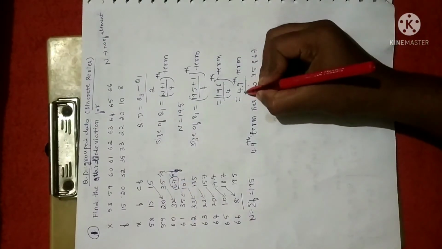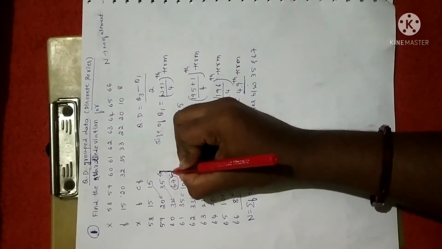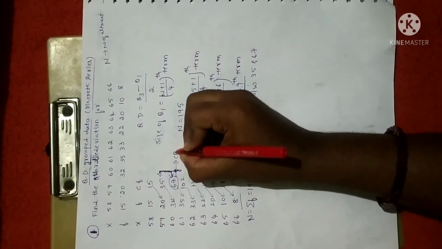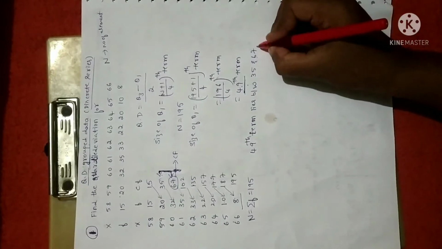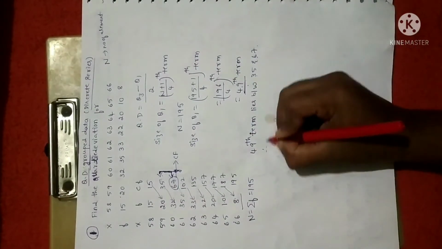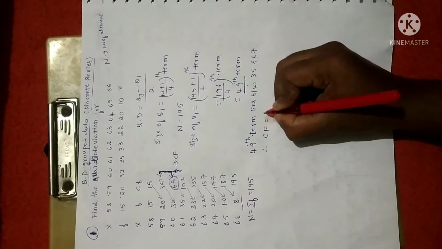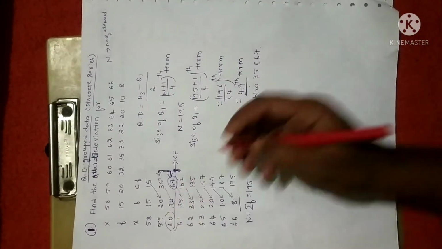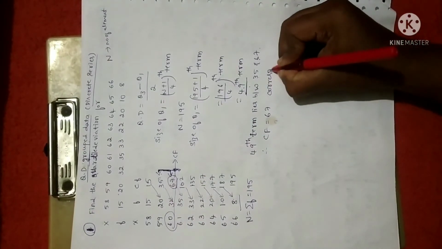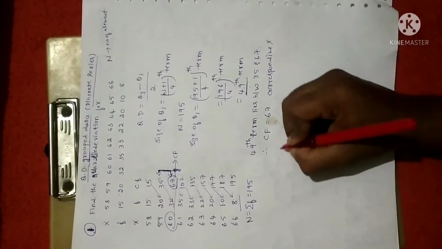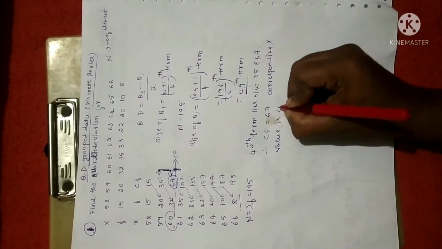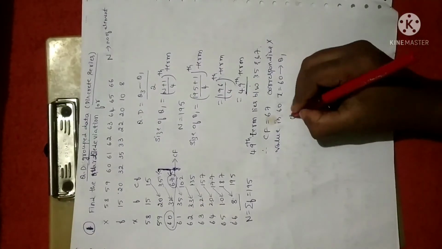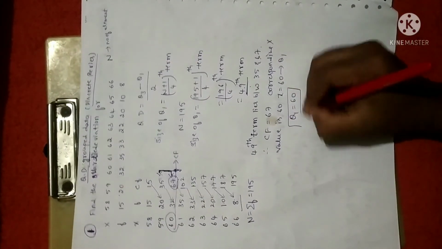I will repeat once again: 49 lies between 35 and 67. Among these two values, which is the highest value? 67. So you have to consider that as CF. Therefore, CF is equal to 67, and the corresponding x value for that is 60. So you take x equal to 60 as Q1. Fine. So Q1 is equal to 60.